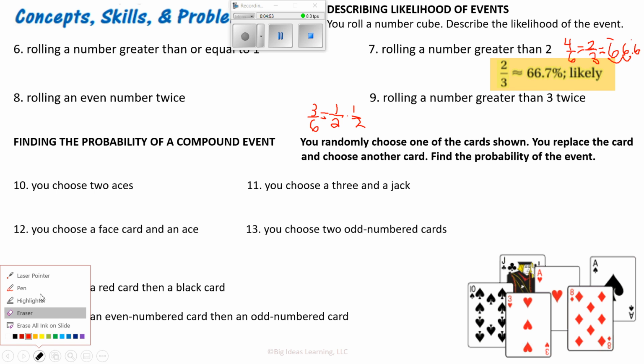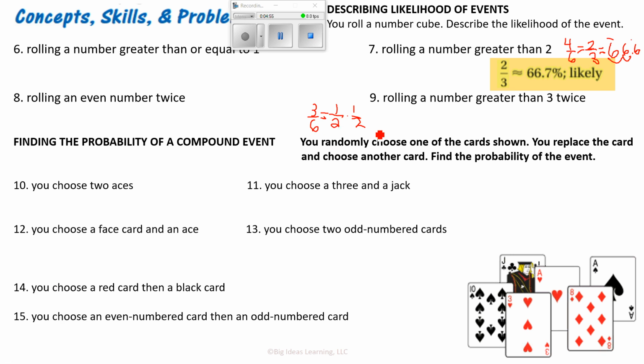Well, 1 times 1 is 1, and 2 times 2 is 4. So that means there's a 1/4 chance, which is equal to a 25% chance. So let's see how we did. It should be a 25% chance. If 1/4 equals a 25% chance, that's unlikely.